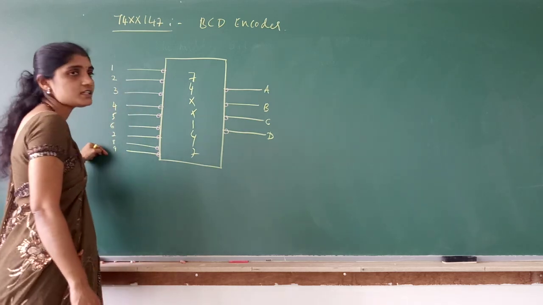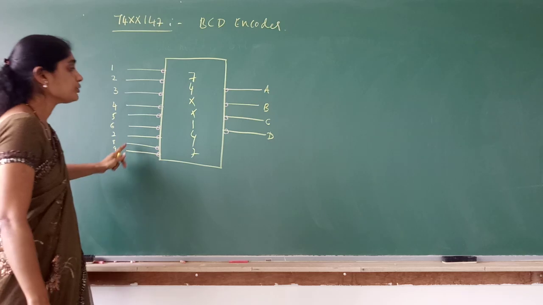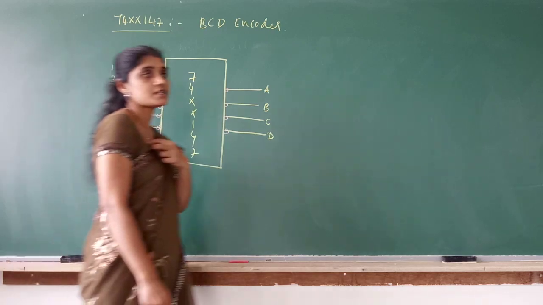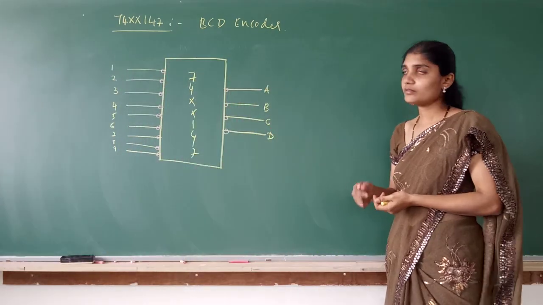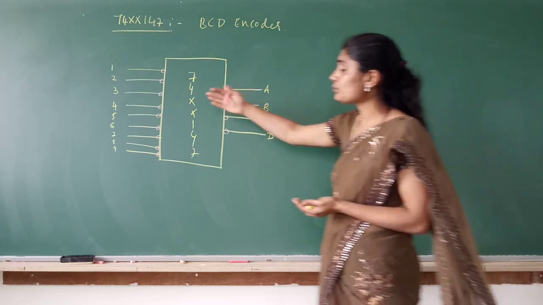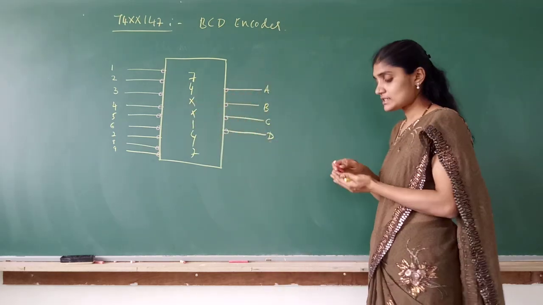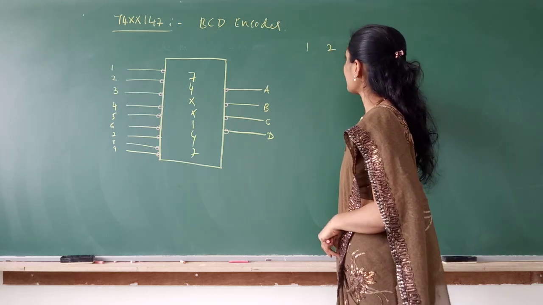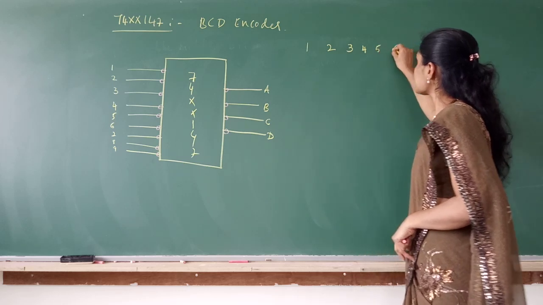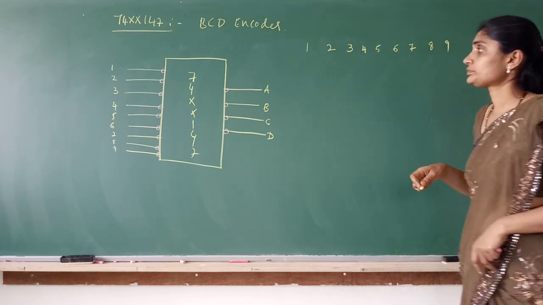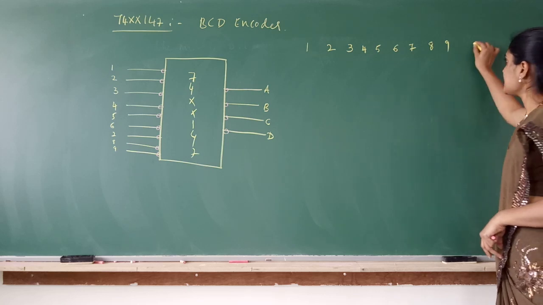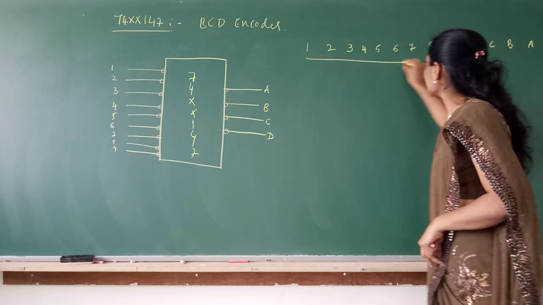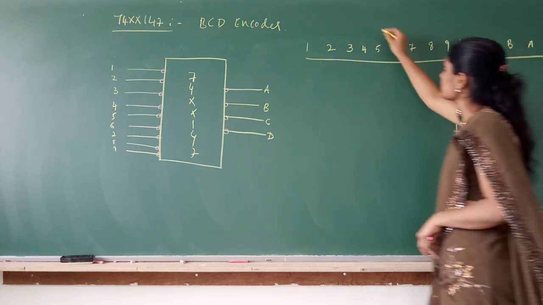So depending on the input lines, you are going to encode the inputs into BCD numbers. Let us understand the working of 74XX147. The working is nothing but what? Let us write the truth table. Let us see how these inputs are encoded into decimal numbers. So we have 9 input lines, correct? So in the truth table, you write all the 9 input lines, 1, 2, 3, 4, 5, 6, 7, 8, 9. And the outputs are A, B, C, D, so it is D, C, B, A. Now these are the inputs and these are the outputs.